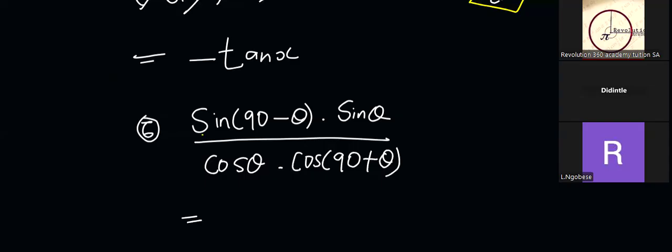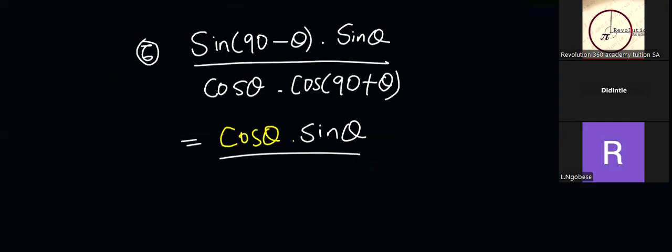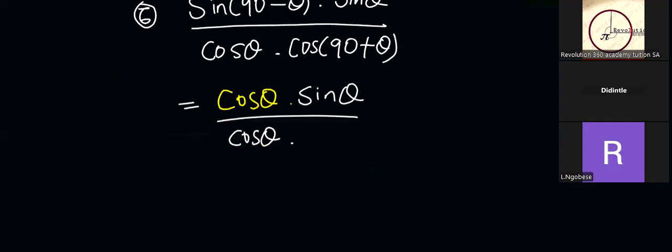That's why I'm writing it with a different color. Then we are multiplying it with sine theta here. All divided by, on the denominator, you're having cos theta, multiply by, and then cos of 90 plus is going to become negative sine theta. The reason why I'm saying it's going to become negative sine theta is because of its cos 90 plus.